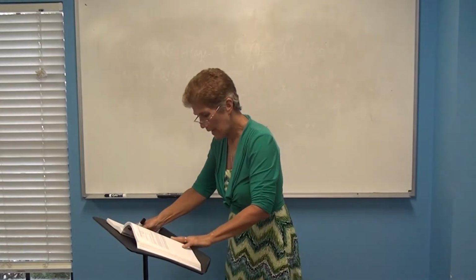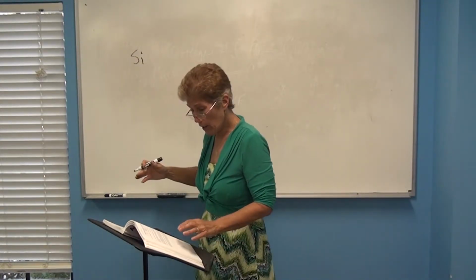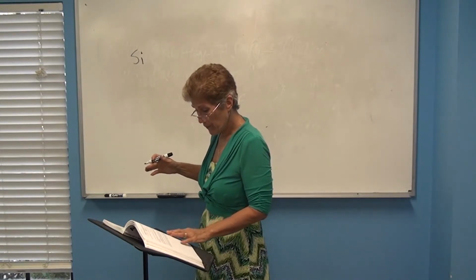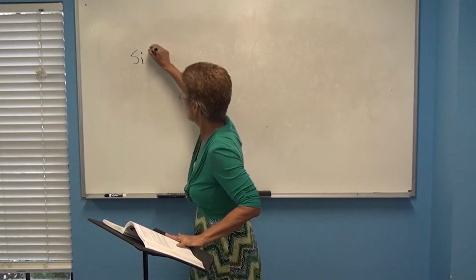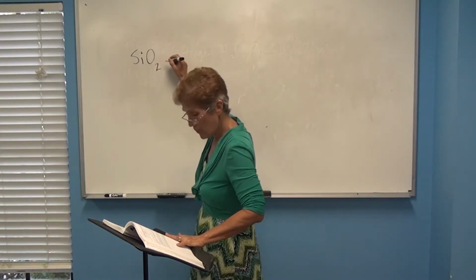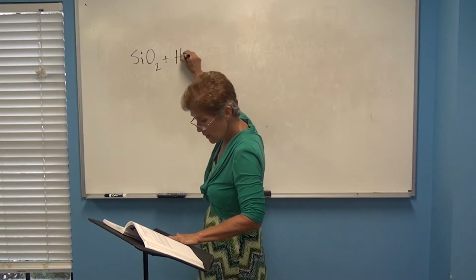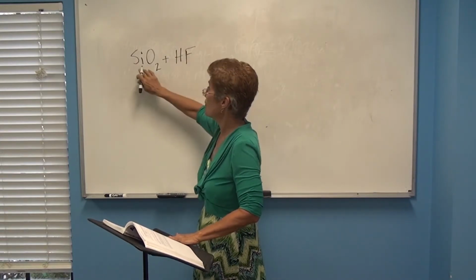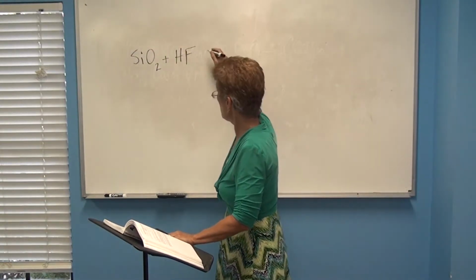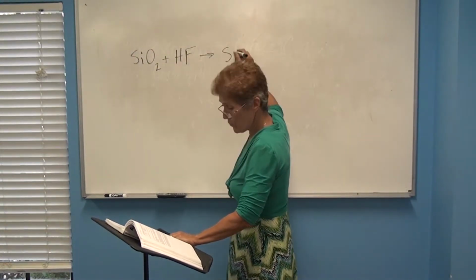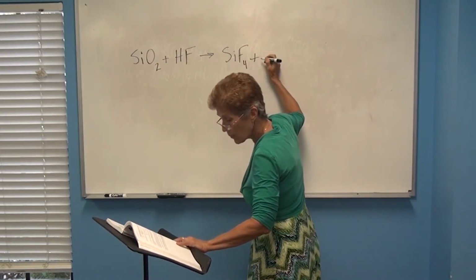Okay, silicon dioxide. This is a covalent bond, so there are no charges. Silicon dioxide, we know that by the name, don't we? It reacts with hydrogen monofluoride, because remember, it's got the di. That's why, just in case you're wondering. To make silicon tetrafluoride plus water.